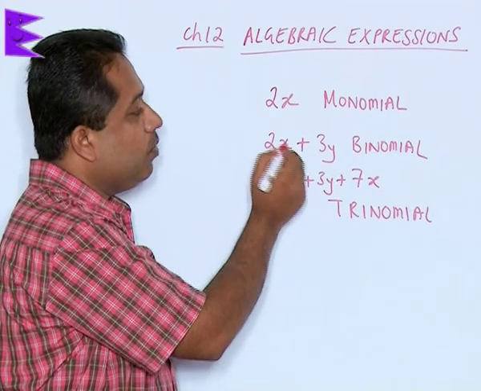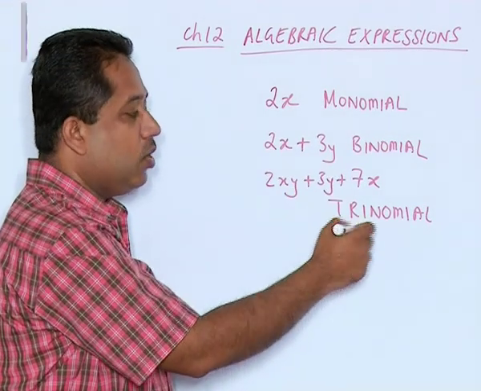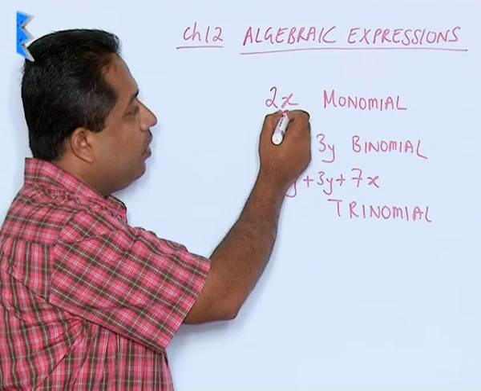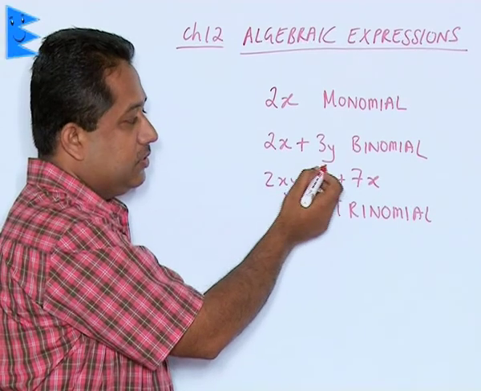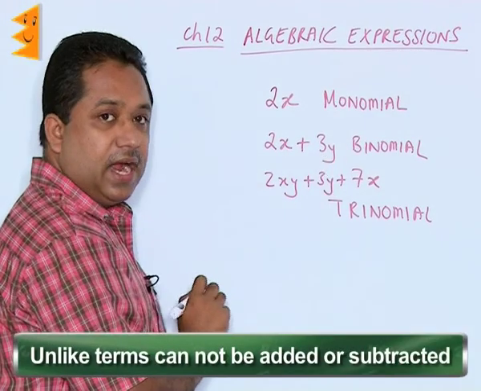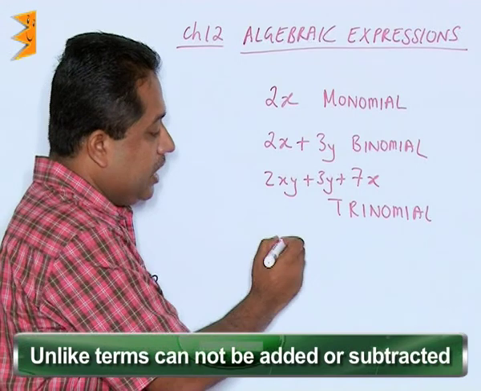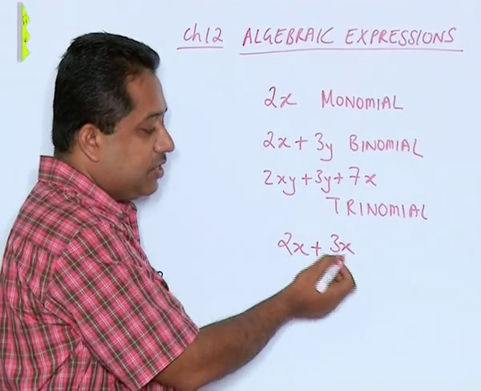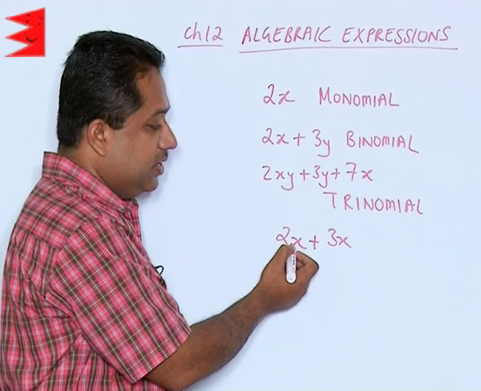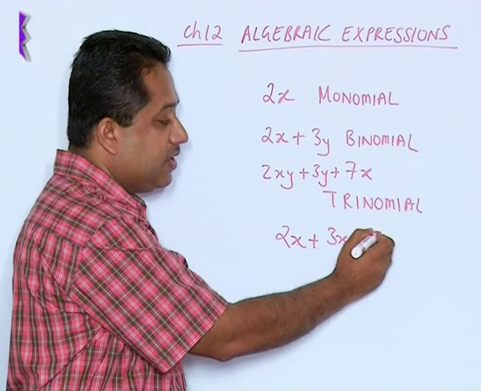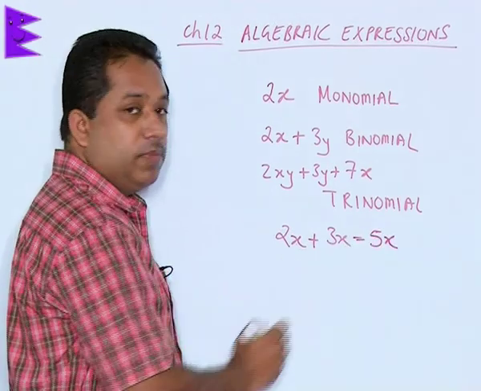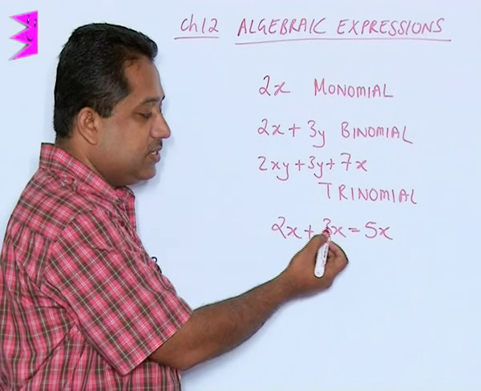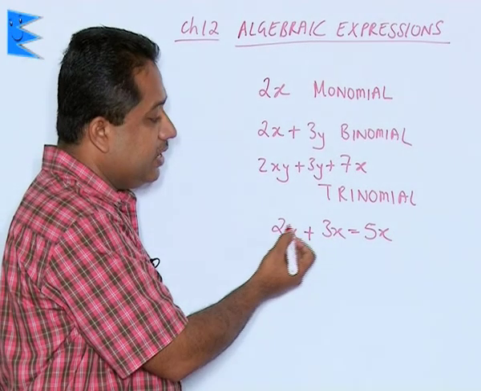So, we could have a monomial, a binomial, a trinomial, or it could be made of more than three terms. Now, these are unlike terms. Unlike terms cannot be added or subtracted. But if we have 2x plus 3x, we should not classify it as a binomial. The reason is that 2x plus 3x is equal to 5x. That is a monomial. So, although we are seeing that there are two terms here, 2x and 3x, we will not classify it as a binomial.